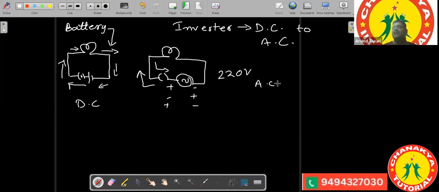220 volt AC is the supply line in India, and it's 50 hertz frequency. The frequency of the AC current is 50 hertz. That means your current moves something like this. It moves from here, goes to the negative, and from the negative it comes back. This is done about 100 times in a second. The current changes its direction 100 times a second, so there are 50 cycles per second. In 1 second, the current is running 50 cycles like this.